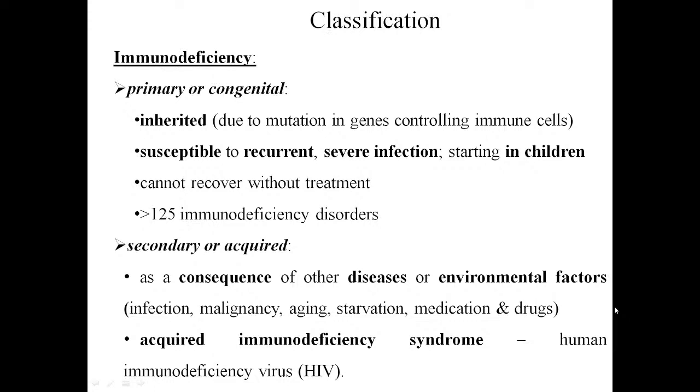Secondary or acquired immune deficiency occur as a consequence of other diseases or environmental factors. After infections, because of malignancy, aging, starvation, medication, and drugs. And another main cause of acquired immune deficiency is HIV virus. And we can understand it from the name of this virus, human immunodeficiency virus. It causes immune deficiency.